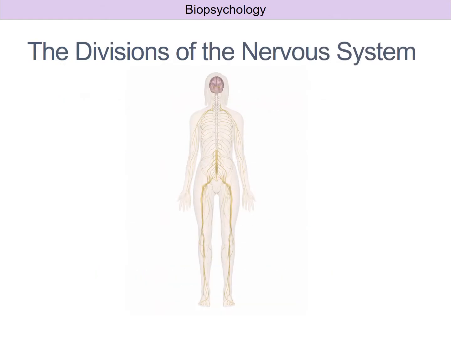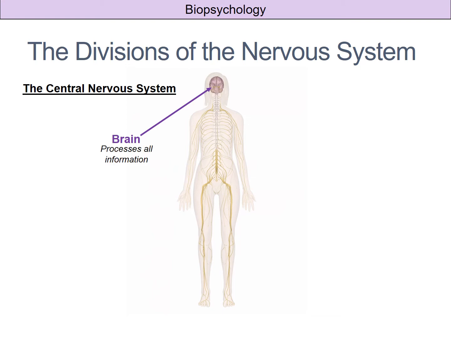So here we have a representation of the nervous system within the human body, and the nervous system is divided into 2 sections. The first section is called the central nervous system, and this is composed of the brain, which obviously processes all the information that we receive from the environment and helps us to make decisions on what we want to do. And the second part of the central nervous system is the spinal cord. Now, the spinal cord is a dense set of neurons which extends from the base of the brain and runs all the way down our spine.